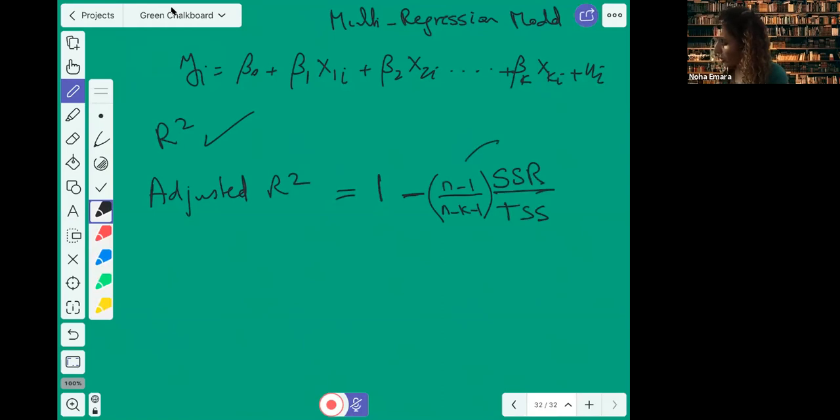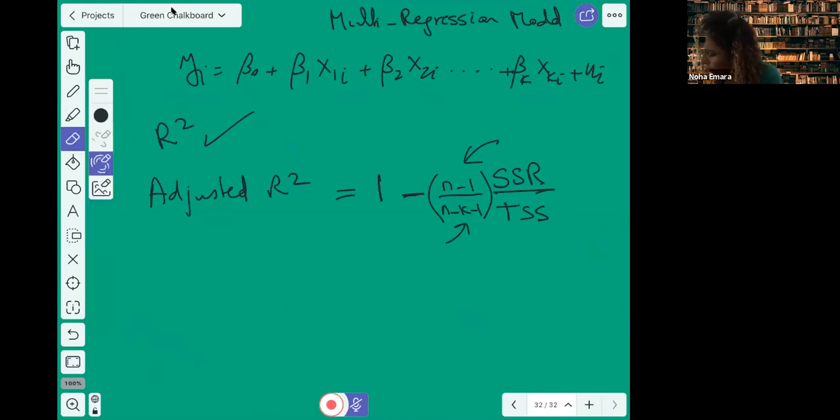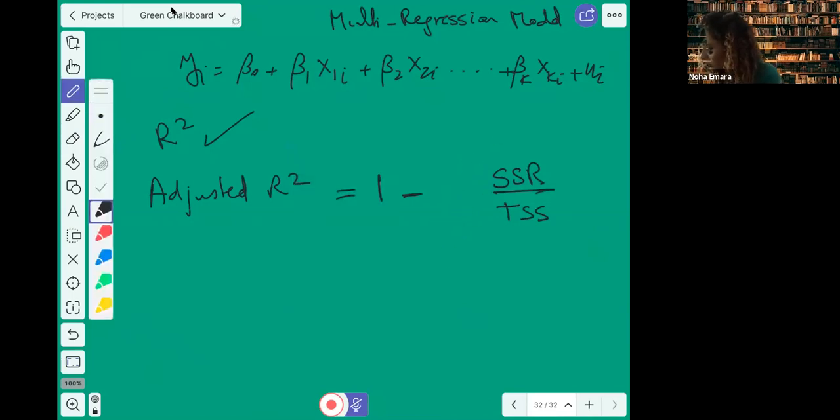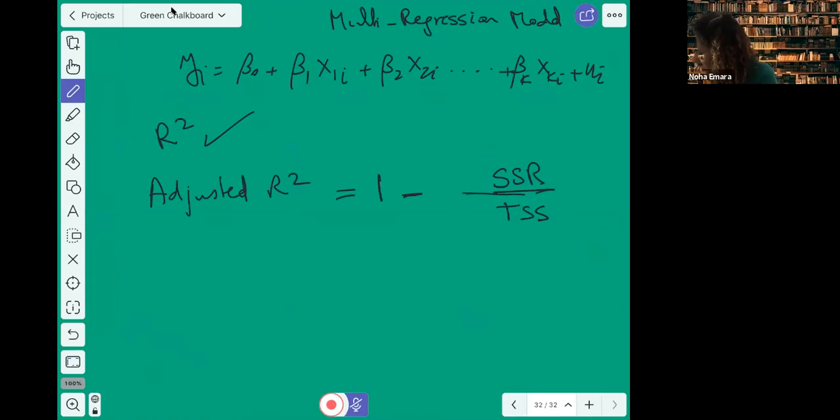Why n minus 1 and why n minus k minus 1? The n minus 1 is related to the TSS. You can actually write it in a different way. Both are correct, but I just want to make it easy. Each one is divided by its own degrees of freedom. So this one has degrees of freedom of n minus 1, and this one n minus k minus 1. So you either write it this way or the other way I just wrote.